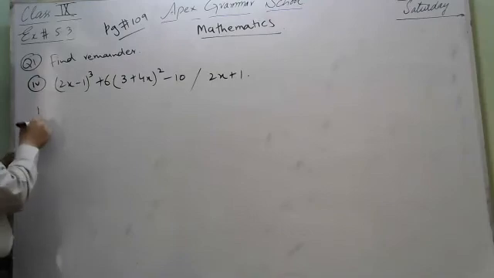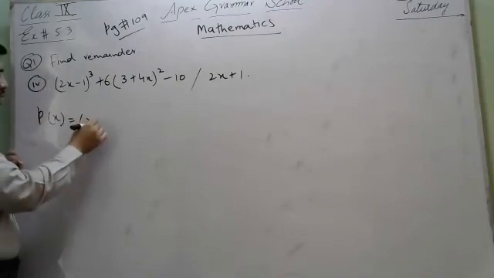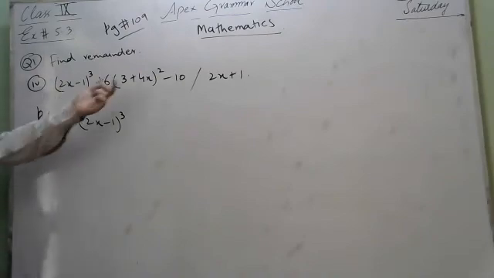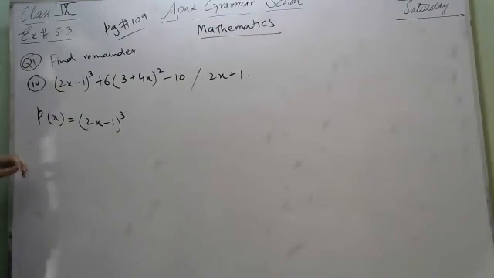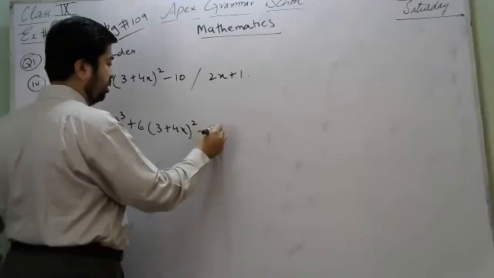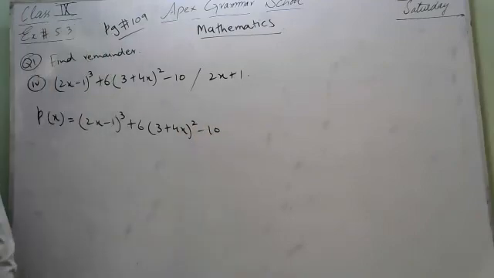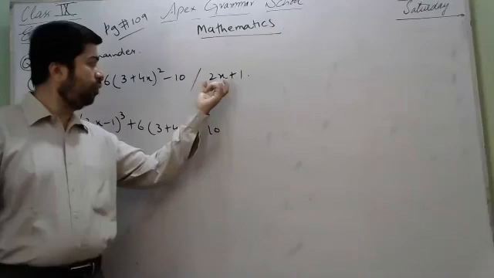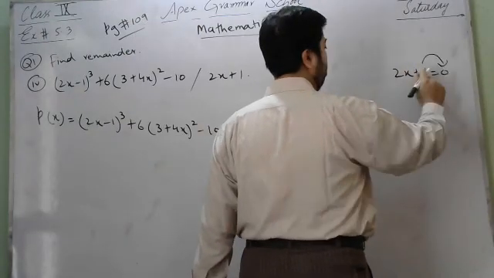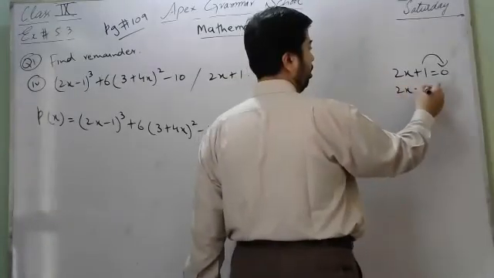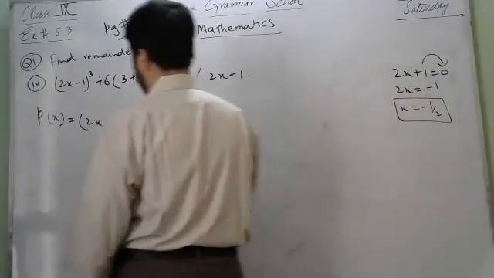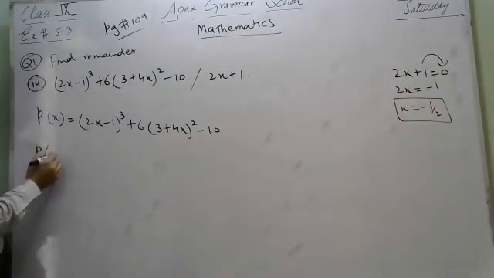Basically, our polynomial is p of x is equal to (2x minus 1) cubed plus 6 into (3 plus 4x) whole square minus 10. You don't need to expand these formulas, or you can, but it will make the question lengthy. Now, first of all, you have to find the value of x from here. Apply the zero method. 2x plus 1 is equal to 0. Plus 1 will be negative there. Now 2 will divide. So the value of x here is minus 1 over 2.